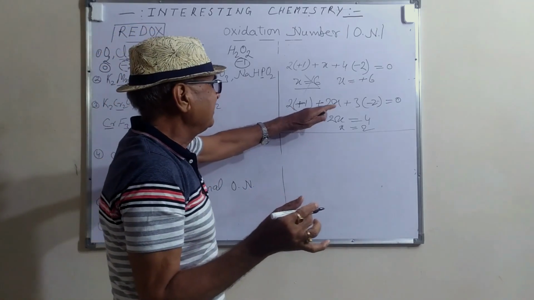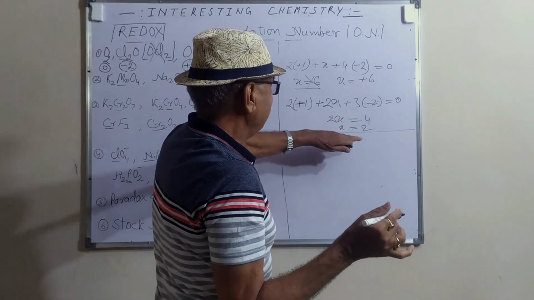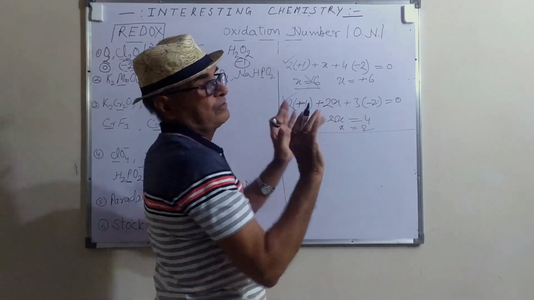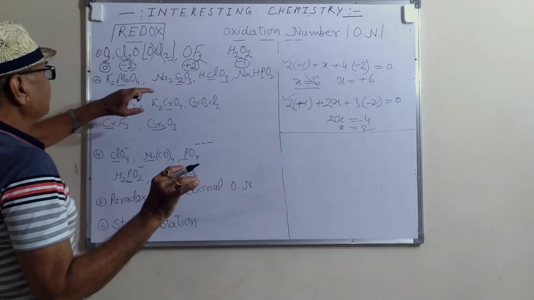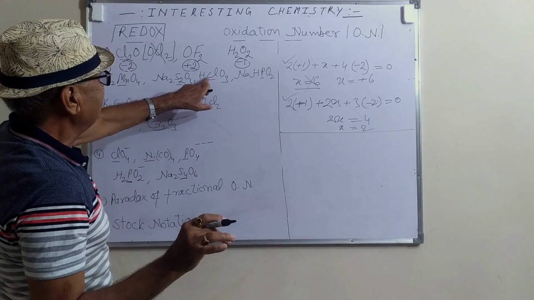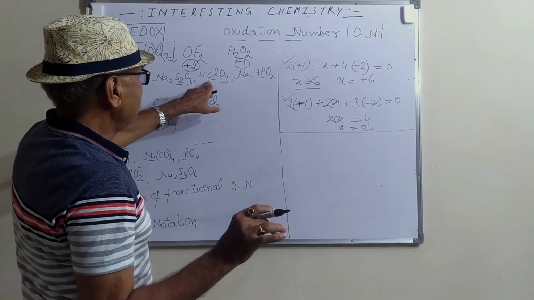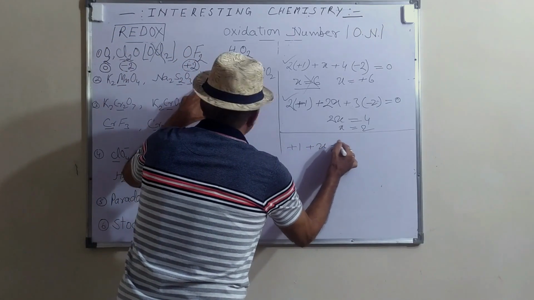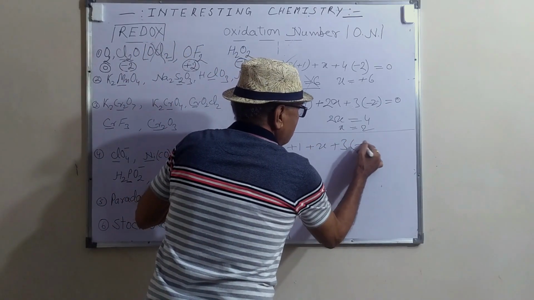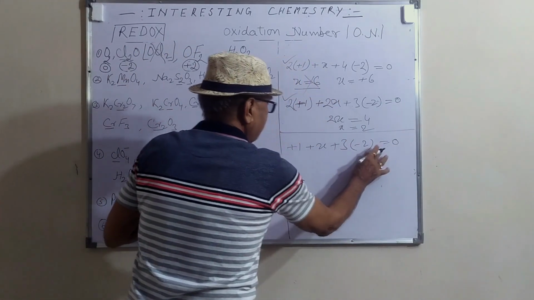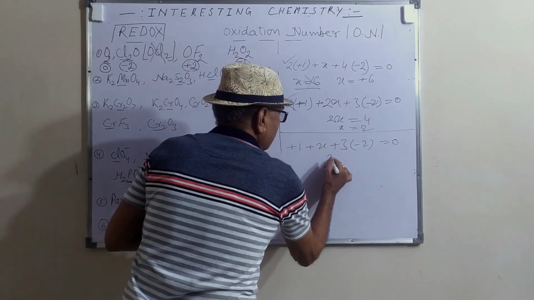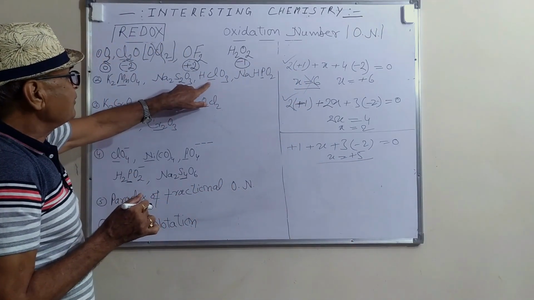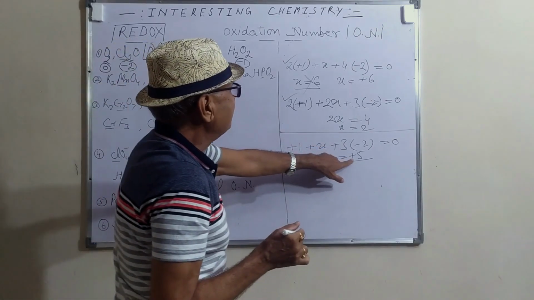I may be wrong here in calculating the value of x, but the equation which I have written is correct. Again, calculate the oxidation number of Cl in HClO3. Here H is plus 1, plus X, plus 3 into minus 2 is equal to 0. So 1 plus X minus 6 is 0, so X is equal to plus 5. The oxidation number of chlorine is plus 5 in this case.